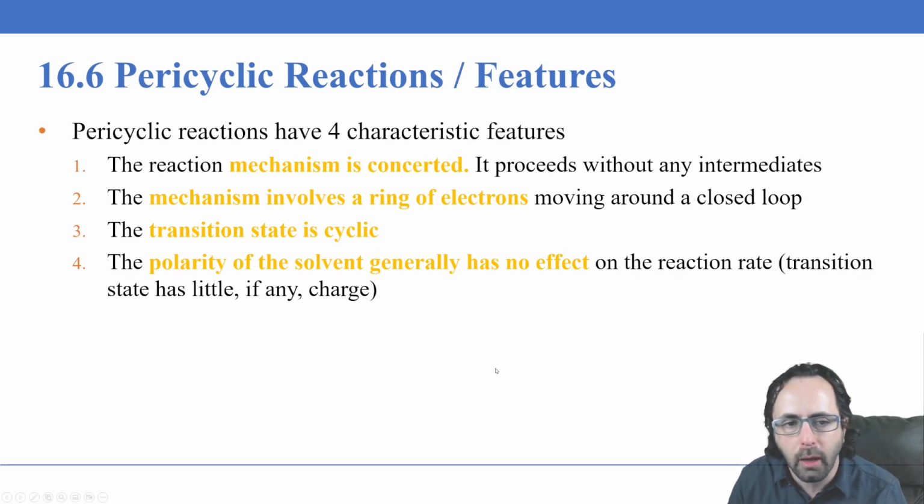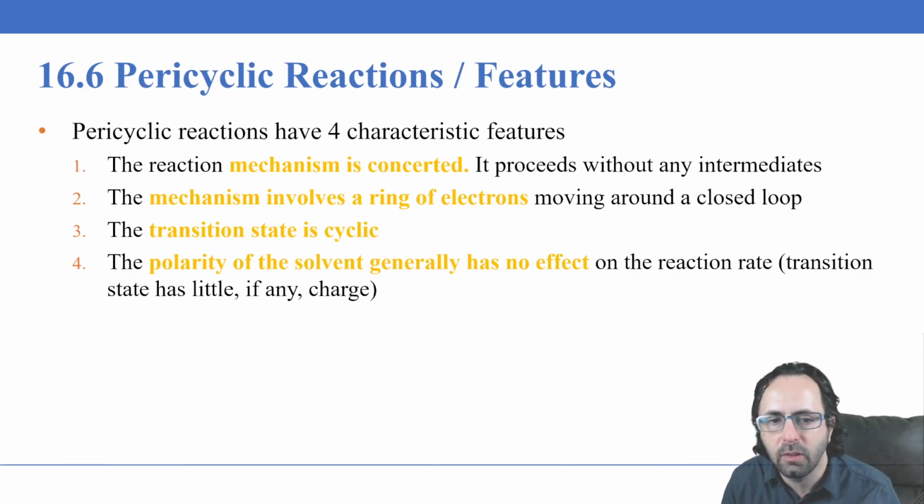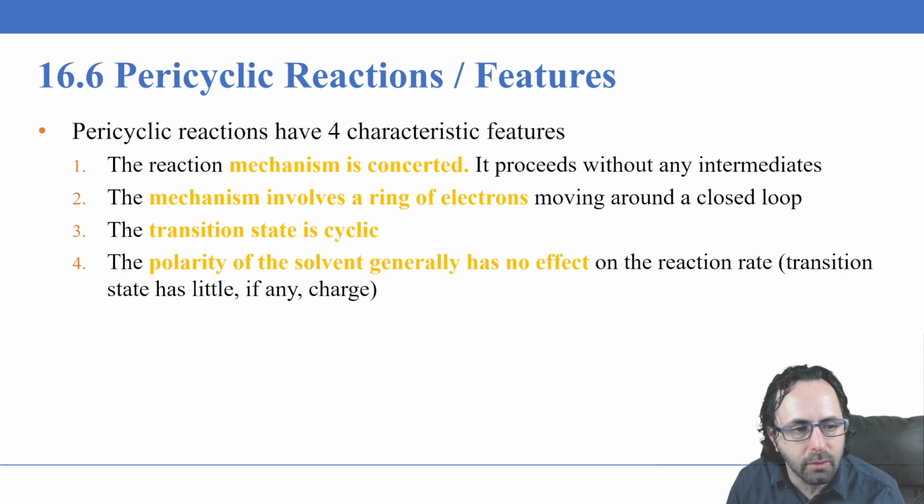So there are four characteristics of pericyclic reactions. First of all, you'll notice all of these arrows are drawn at once. There are not steps to the mechanism. The reaction mechanism is concerted. It's happening all at once. There are no intermediates. The mechanism involves a ring of electrons.